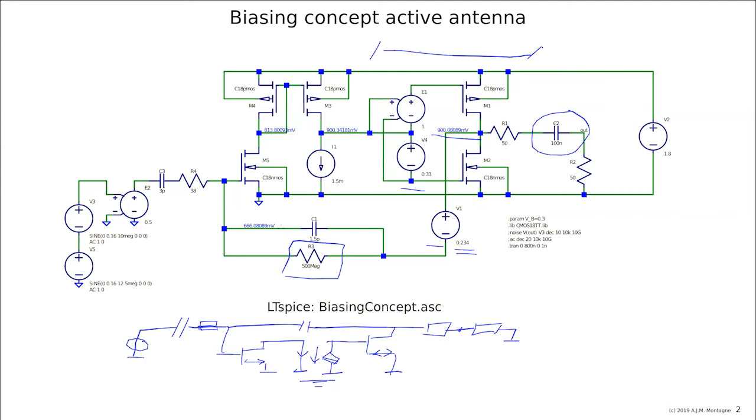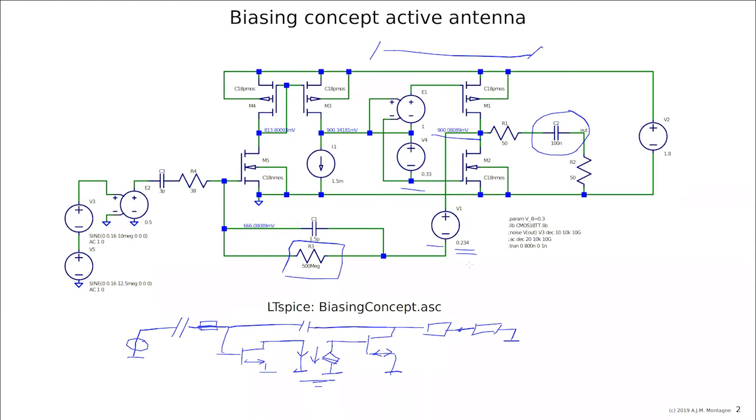Yes, if the temperature changes, then M5, of course, needs another VGS. And this other VGS, that is not provided for. That means if the voltage here is not 666 millivolt, or if there is a little bit different device, then the output voltage will not be 900 millivolt. So this is definitely not the best solution for biasing.